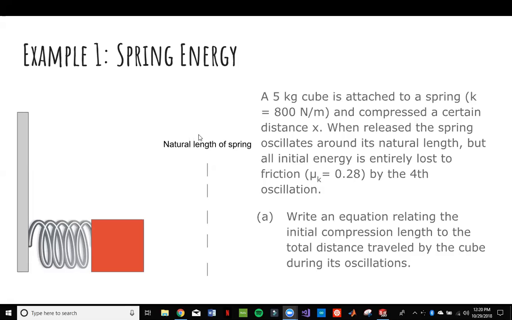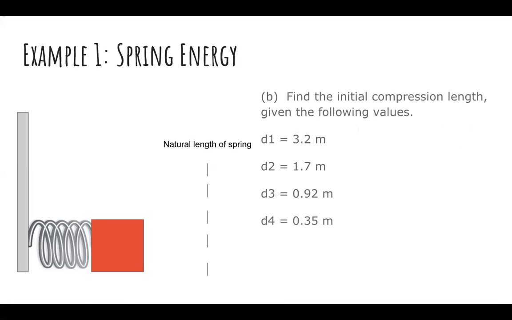Okay. So there's a second part of this problem which says finding the initial compression length given the following values. Find the initial compression given the following values. So we have distance 1 is 3.2 meters, distance 2 is 1.7, distance 3 is 0.92, and distance 4 is 0.35. And you'll notice that the distances decrease as they go along, which makes sense considering that it should be losing energy as it continues to oscillate.